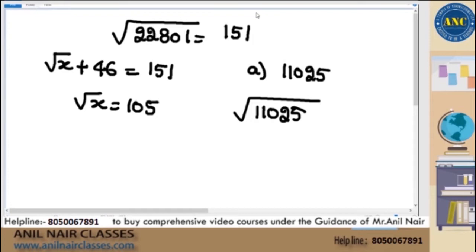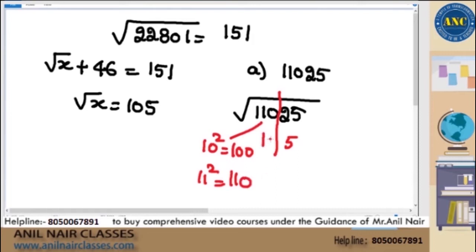11025, keep a slash after 2 digits, it is 5. So 110 lies between 10 square 100 and 11 square 110. So the answer could be 105 or 105. Only one case we got. So the answer is 105. One is the even minus odd concept. Another is the unit digit concept. Another is the values concept. I hope it is clear.